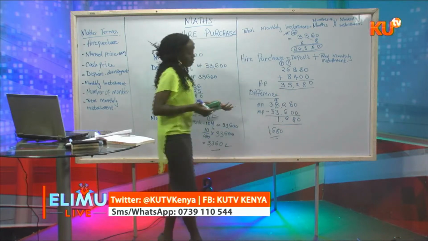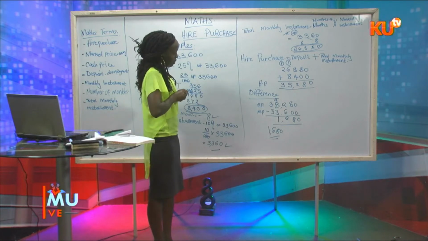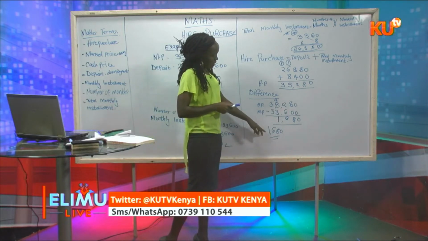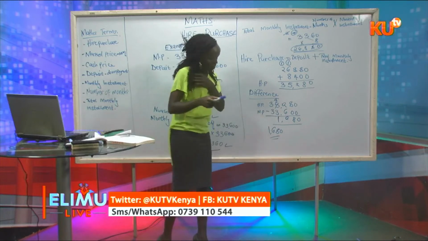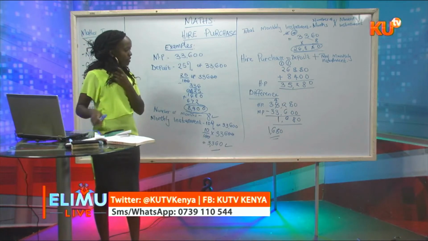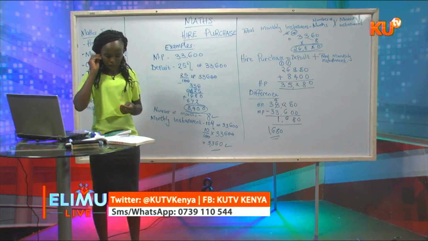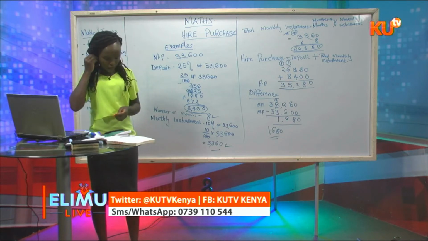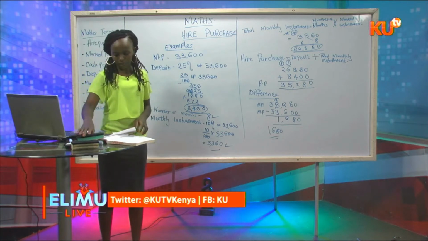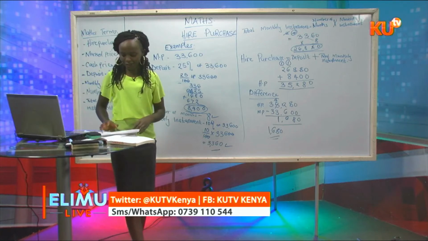So it means that the person who bought it on hire purchase paid 1,680 above the marked price. So remember we said that the hire purchase price is always higher than the marked price. So that person paid 1,680 more than the marked price. Very good. We look at another example.